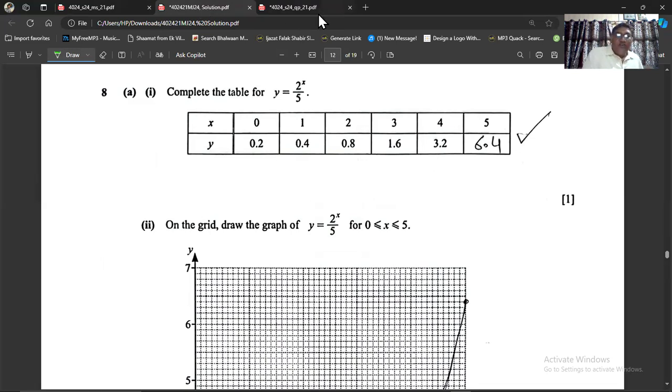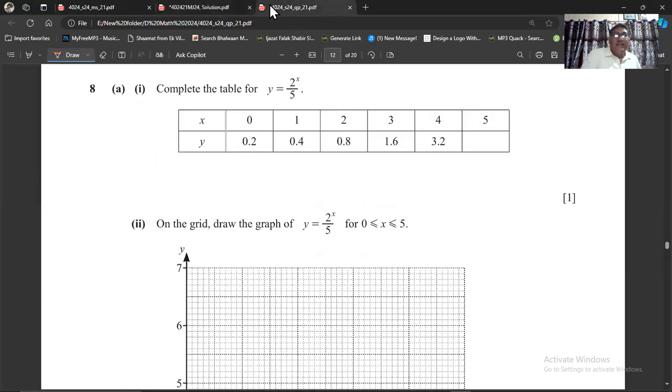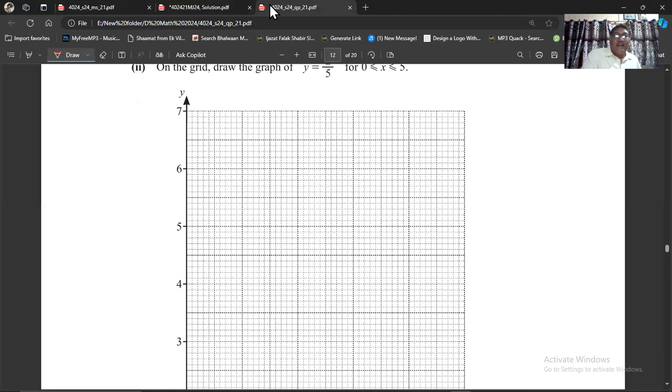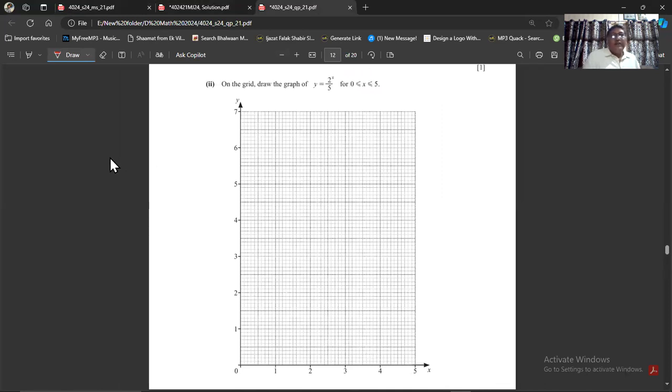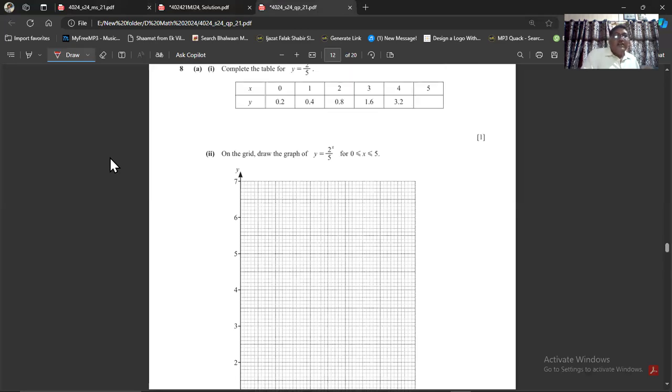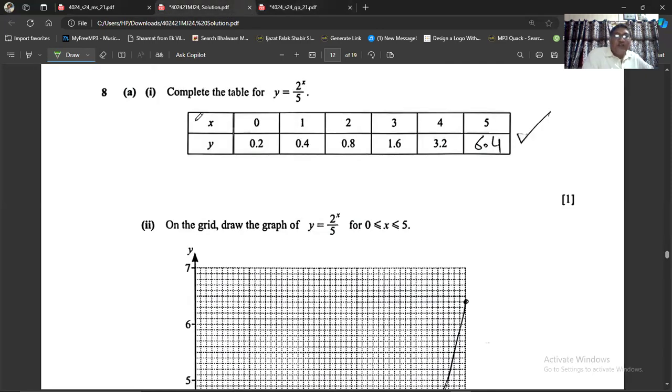Okay. Then he says on the grid, draw the graph of this. The graph is already graduated. I think it means the grids are already marked. Let me show you, so you can see the whole thing. Okay, so here we go. Now we have to plot those points. So the points are 0, 0; 0.2, 1; 0.4, 2; 0.8, 3; 1.6, 4; 3.2, and 5, 6.4.